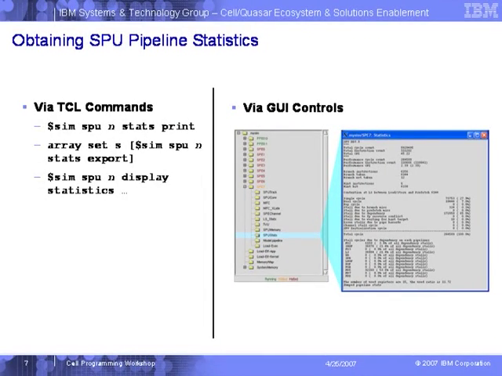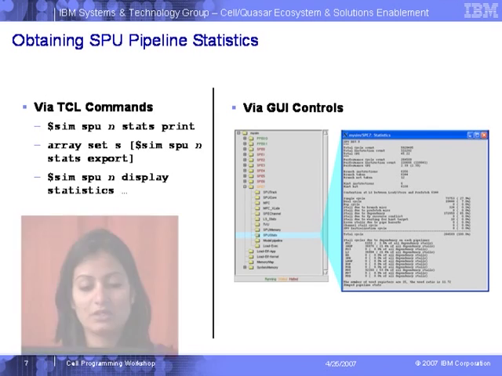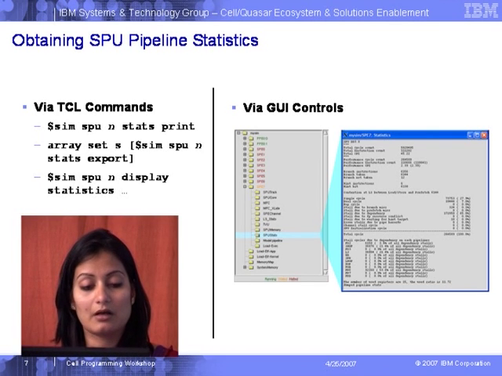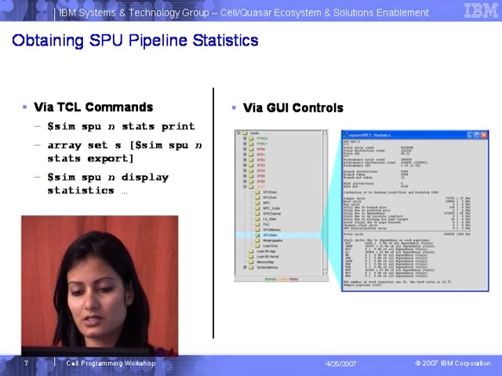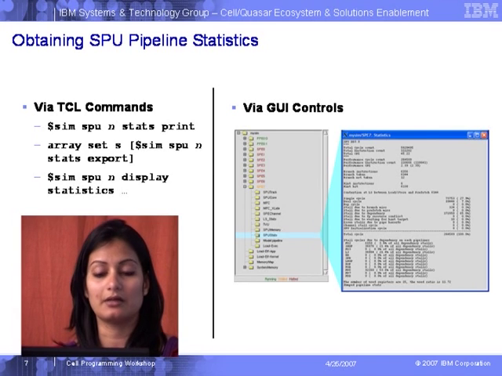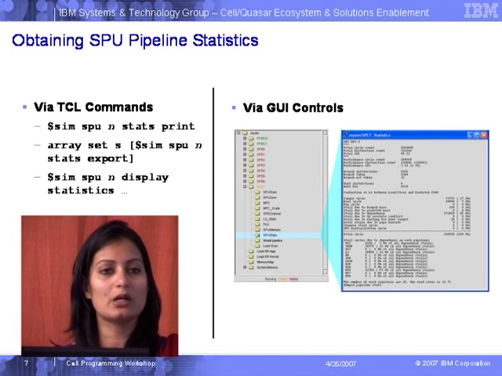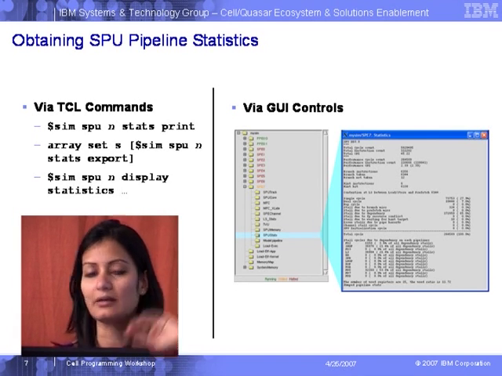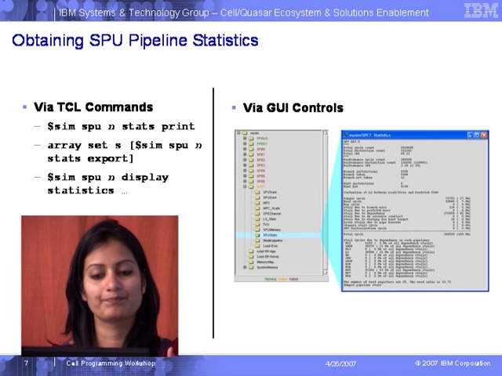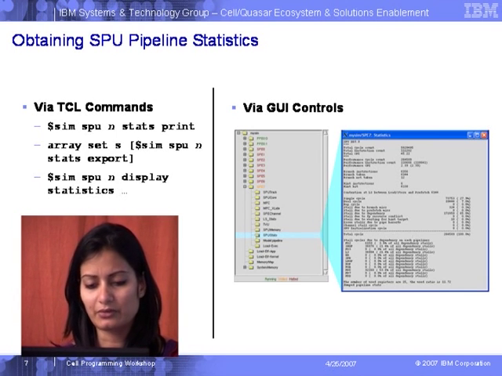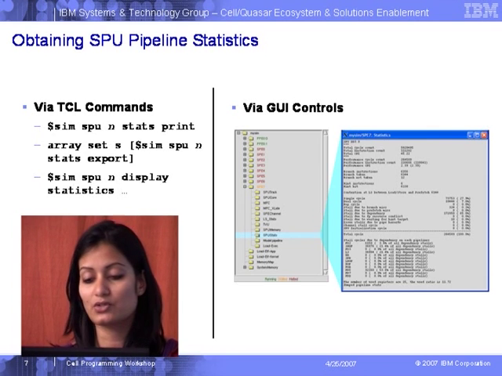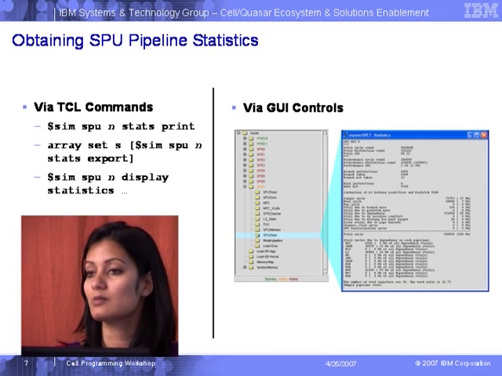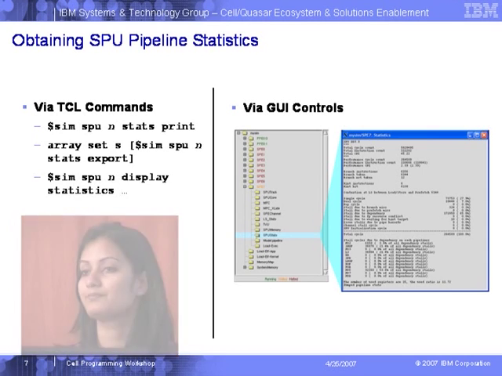Okay, so the simulator provides these statistics. You can type this particular command on your command prompt, and it will print some data. We will see that in the hands-on session. If you want to use the GUI controls, you run your application. Yesterday, you ran hello_be, right? You run your hello_be, and then you go over to your SPU and use this command, SPU stats, and it will print this whole window, provided the simulator is set in the pipeline mode.